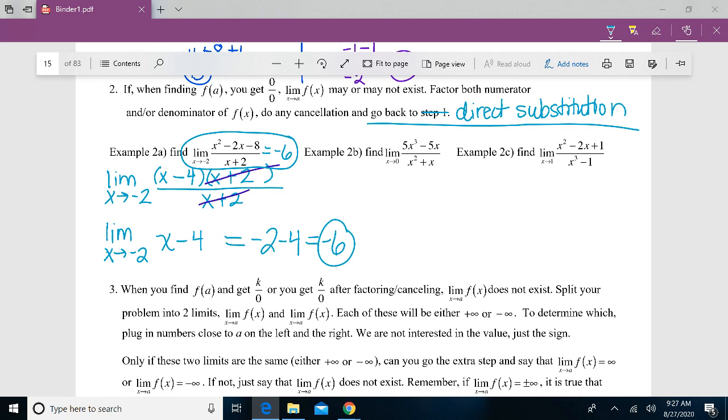Okay, I'll do another example. Let's do example 2b. Let me switch colors. All right, find the limit as x approaches 0 of 5x cubed minus 5x over x squared plus x. If I try to substitute in 0, I put a 0 here, 0 there, 0 there, 0 there, I'm going to end up with 0 minus 0 over 0 plus 0, which is 0 over 0. So if I see 0 over 0, I'm going to try my factor and cancel method.